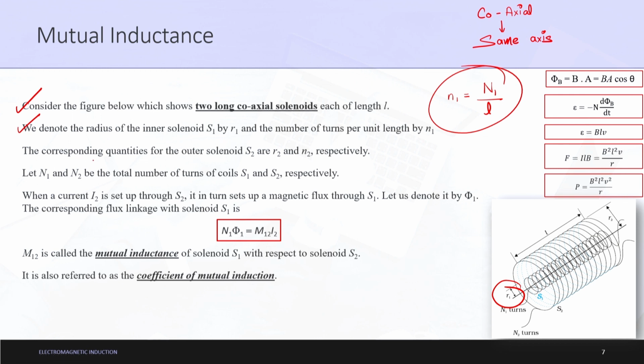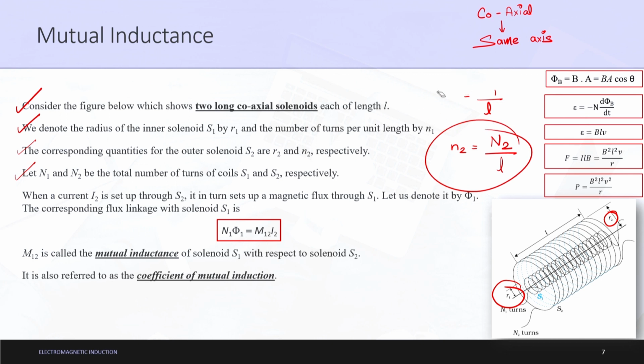Moving on, the corresponding quantities for the outer solenoid S2 are R2 and n2 respectively. So, this value is R2 here, and similarly n2 is equal to, if the number of turns of the bigger solenoid is capital N2, then capital N2 divided by L. So, this is the second point, and this is the third point here. Moving on, let capital N1 and capital N2 be the total number of turns of coils S1 and S2 respectively, as also used here.